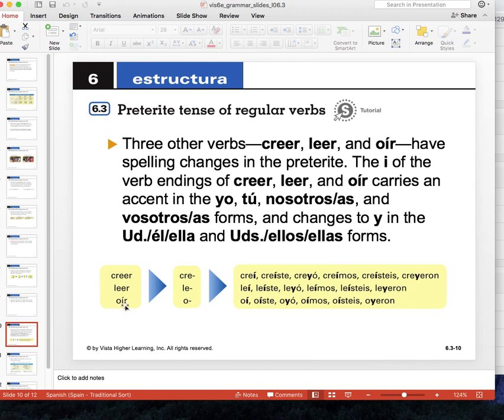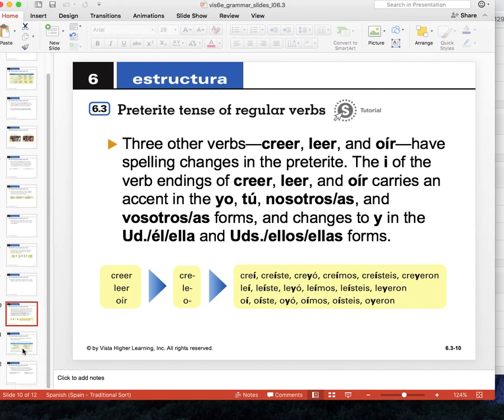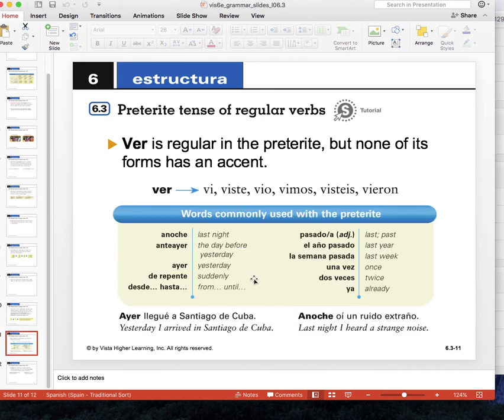And the same follows with oír, right, to hear. Oí, oíste, oyó, with the Y, oímos, and oyeron. Okay, muy bien. So those three all have those in common. Creer, leer, oír.